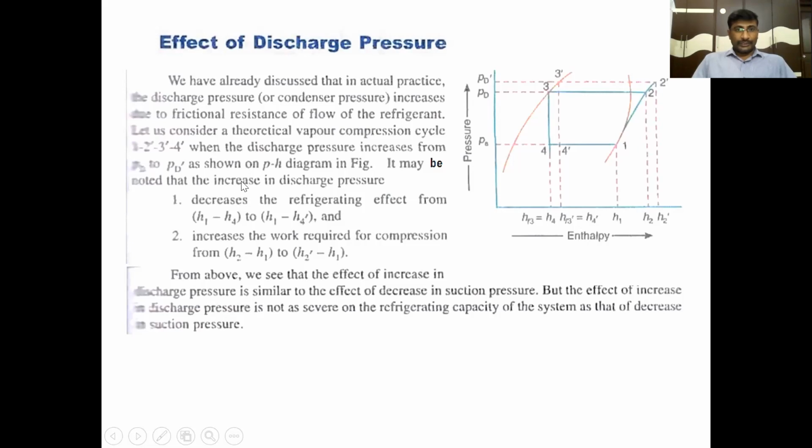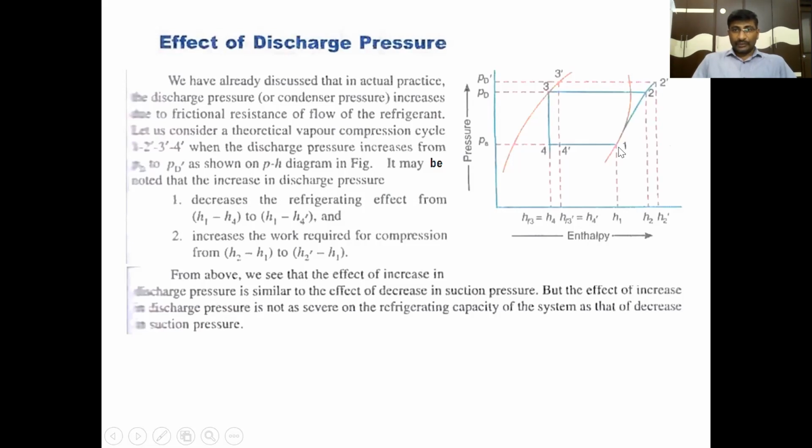It may be noted that the discharge pressure increases from PD to PD dash. What about the refrigeration effect? The refrigeration effect is H1 minus H4. Somewhat the liquid portion will decrease, and H1 minus H4 dash is less than H1 minus H4. That is, the heat absorption capacity in the evaporator decreases from H1 minus H4 to H1 minus H4 dash. So the refrigeration effect decreases. Clear?